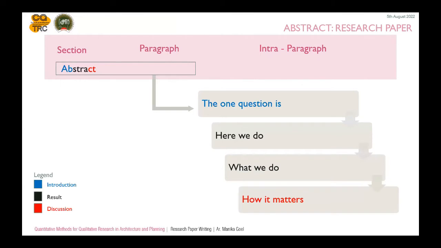So if you want to break the abstract into sections, the first is a section, then the second is a paragraph, and an inter-paragraph. For an abstract, if I divide it into inter-paragraphs, it is divided into four heads. The first is what the question is, then what we do here and how it matters. I have given color codes here. Blue is for the introduction section of your paper, black is your result, and red is your discussion. These are the color codes which I'll be using for the whole structure of my research paper.